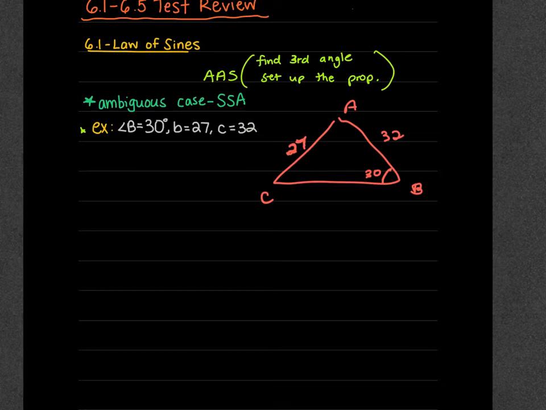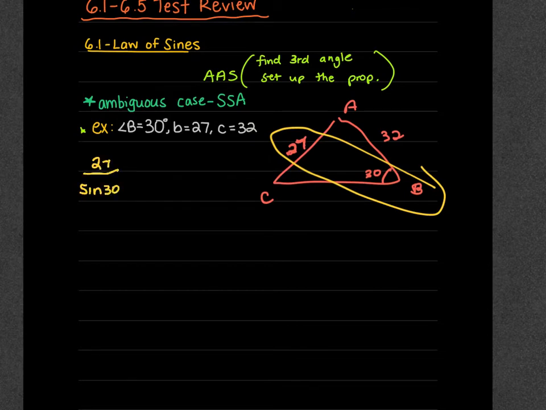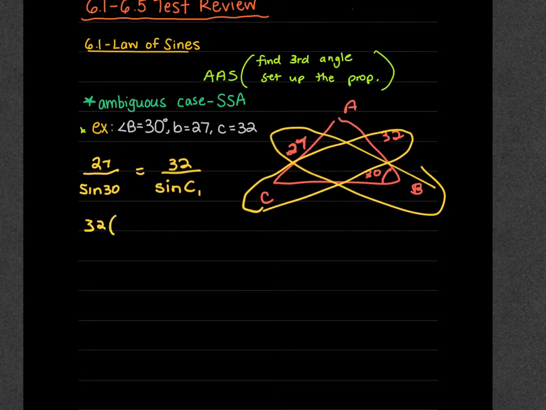So I'm going to start by first finding the first angle that I can find. I have an entire ratio in B, so I will always use that. I'll always use 27 over the sine of 30. And then the other information I have is side C. So I'm going to say C, which is 32, over the sine of angle. And we're going to call it C1 because we're going to assume that there could be a second triangle. So then I would do 32 times the sine of 30. Divide that by 27, and then I'm going to inverse sine that number.